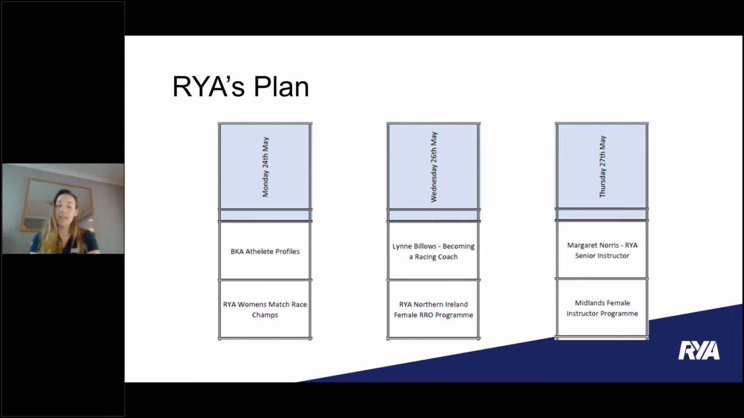We've got Lynn Billows, who is one of our race coach tutors, and she's going to talk about why she's become a race coach, how she's got there, in a case study video. And then we've got the RYA Northern Ireland female RO program. So that's about race officers. So we can highlight that as an opportunity linked around getting involved with race management. So there's links between the case studies and the opportunities that we're highlighting.